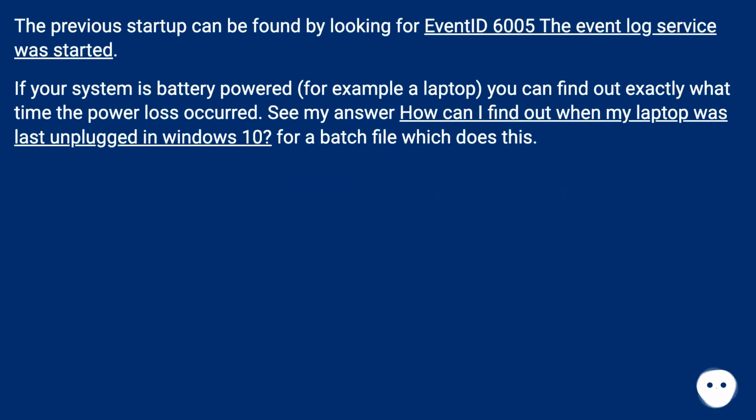The previous startup can be found by looking for Event ID 6005, the event log service was started. If your system is battery powered, for example a laptop, you can find out exactly what time the power loss occurred. See my answer, "How can I find out when my laptop was last unplugged in Windows 10?" for a batch file which does this.